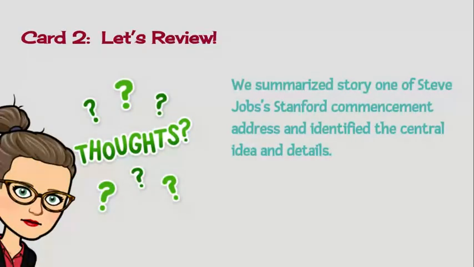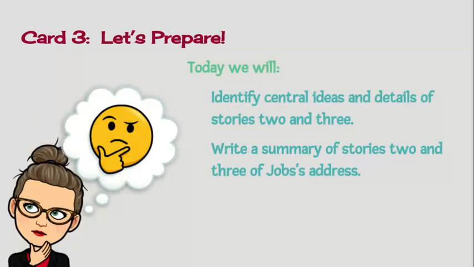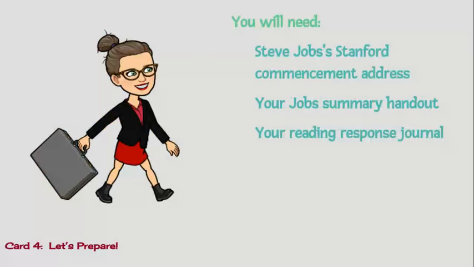In the previous lesson, we summarized Story 1 of Steve Jobs' Stanford Commencement Address and identified the central idea and details. Today, we will identify central ideas and details of Stories 2 and 3. We will also write a summary of Stories 2 and 3 of Jobs' address. For this lesson, you will need your copy of Steve Jobs' Stanford Commencement Address, your Jobs Summary handout, and your Reading Response Journal.